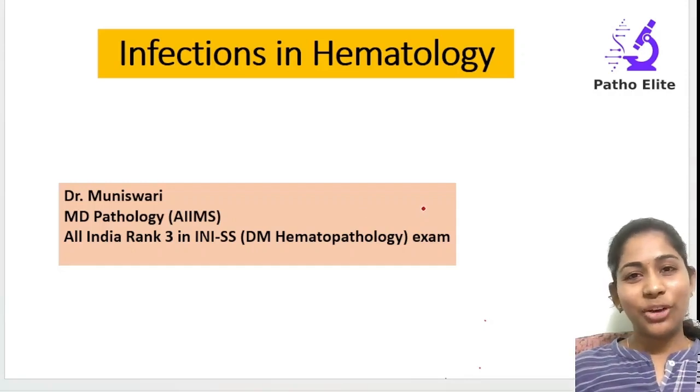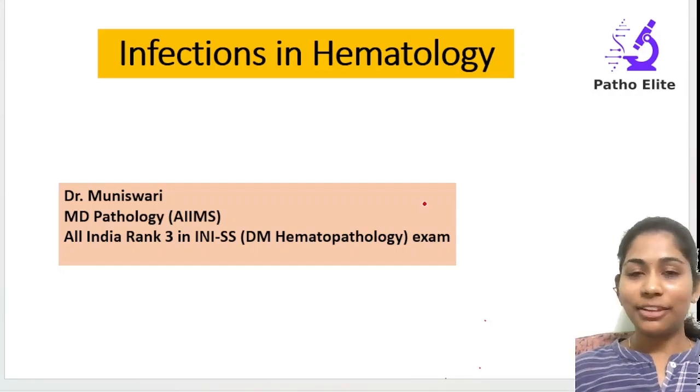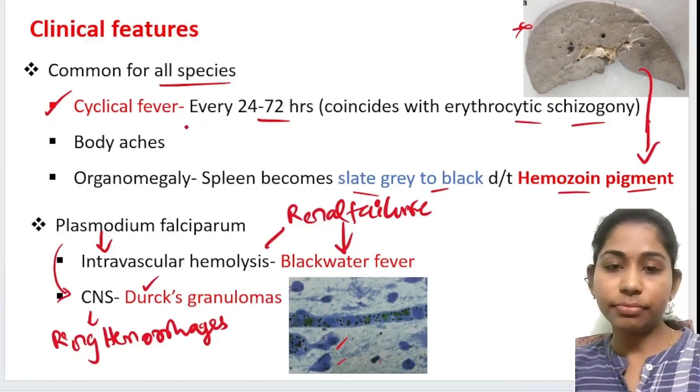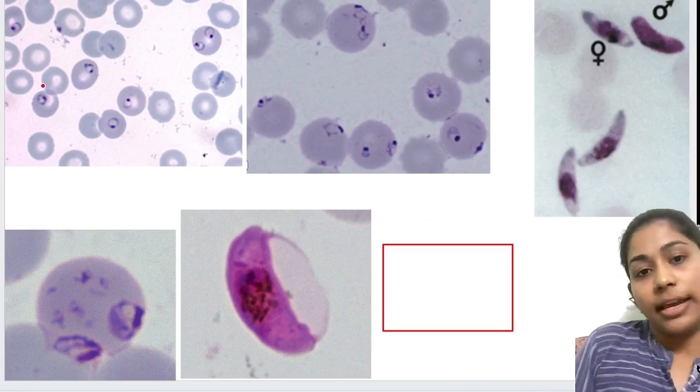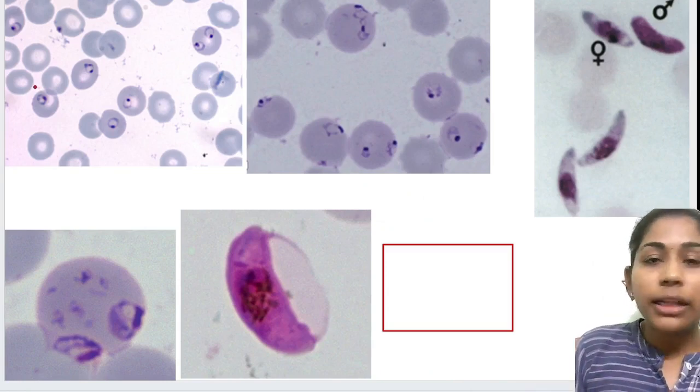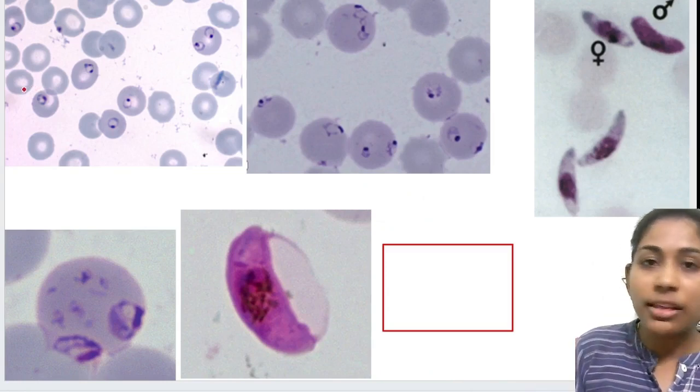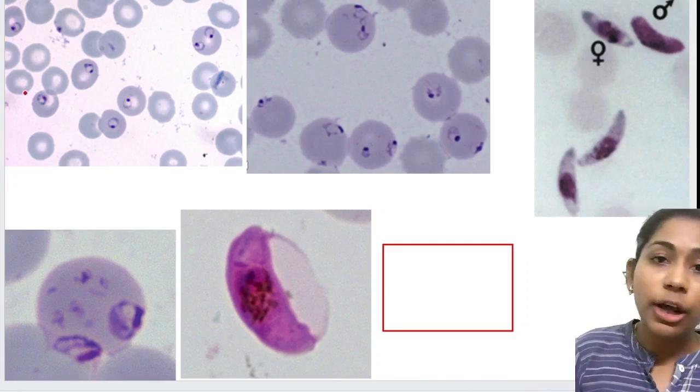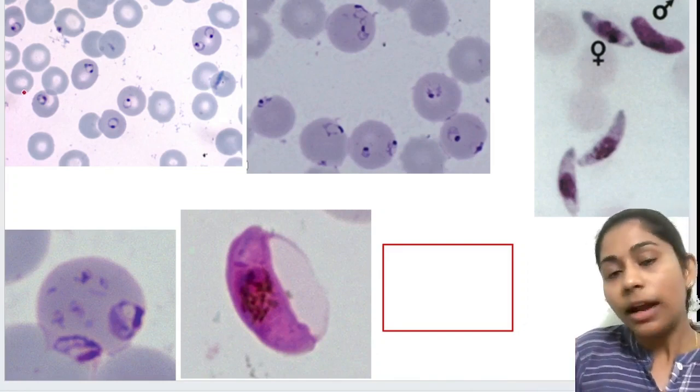Hi guys, today we are going to learn a small topic, yet the most important topic, that is infections in hematology. First we'll discuss one species here. Remember, they won't give any theoretical questions, they will give pictures even in the exam or in the viva. So we should be thorough with the pictures, and from that we will learn the theory part.